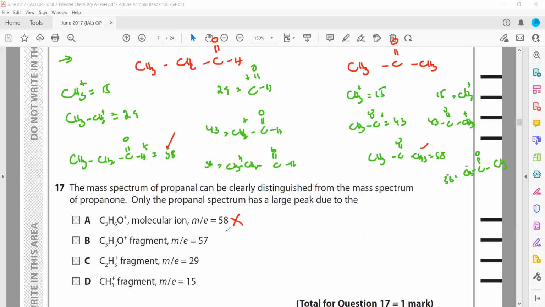A fragment of 57. CH3C5, like one H is removed practically, because this can also lose H. On the left hand side there might be one H removed, so that is not the peak that can be used, because if I remove H from here, this will be 57. If one H is removed from here, that can also be 57.